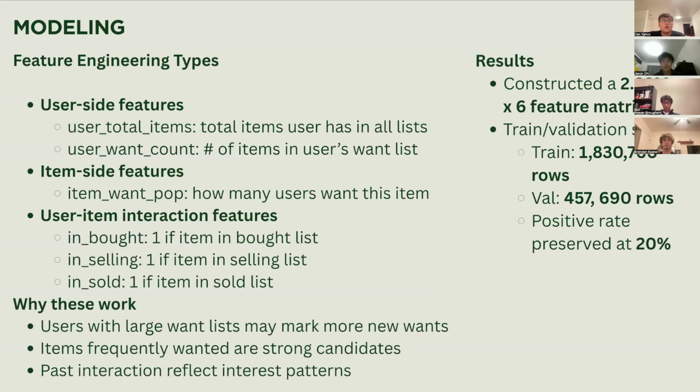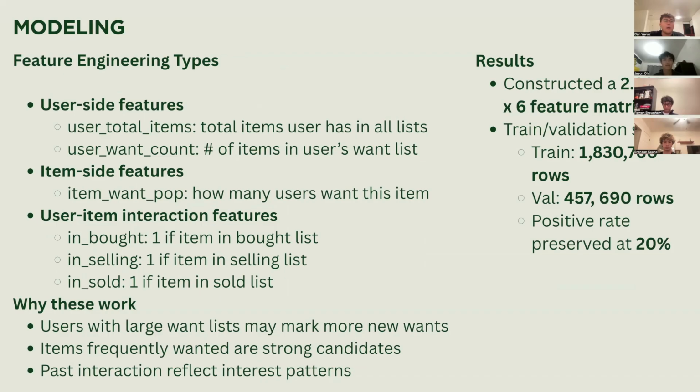All right. So for the modeling, in this slide, we summarize the 6 engineered features that form the backbone of our model. So why did we do this feature engineering? First, user activity features. Users with large lists of wants tend to be more engaged. Historically, engaged users mark items as want at a higher rate. So including total user items and user want count helps the model capture this behavioral tendency.